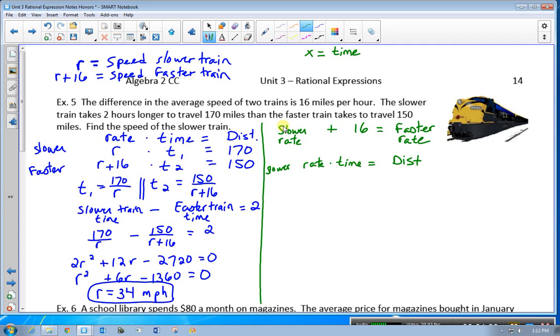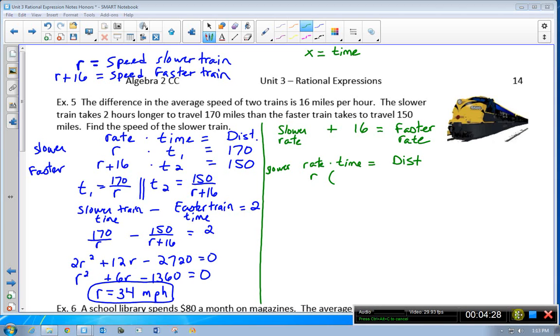And so for the slower train, that would be that rate times, so let's see, hold on a second here. So the time is x plus 2, and that equals the 170, and that's the slower. And then for the faster train, it would be the rate times time equals 150.